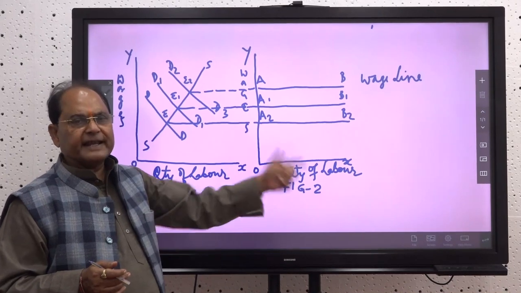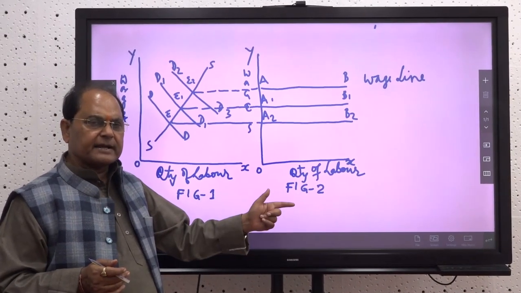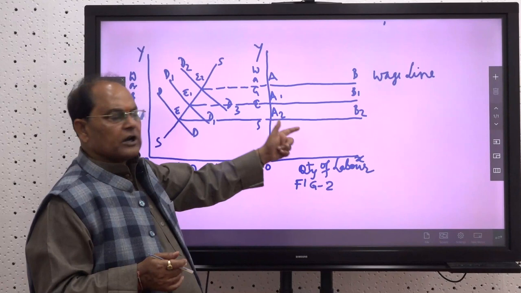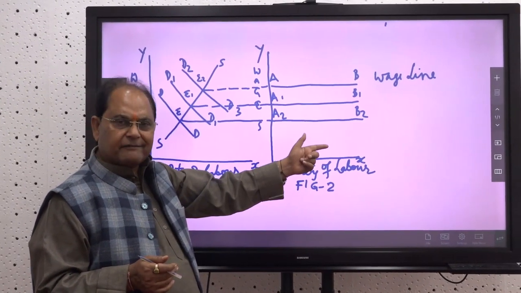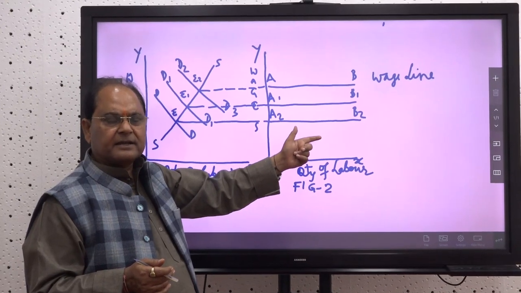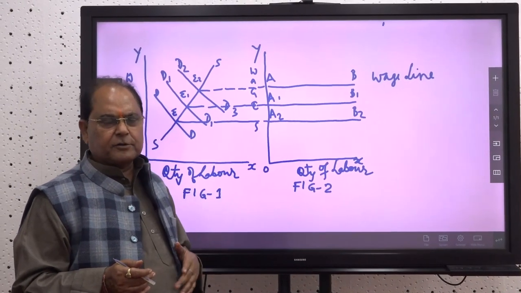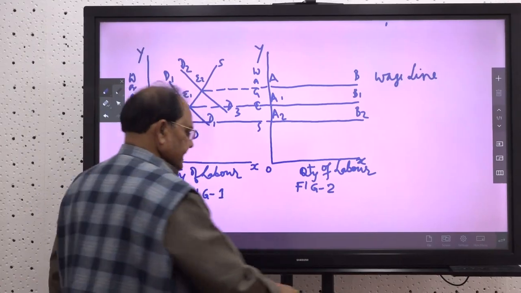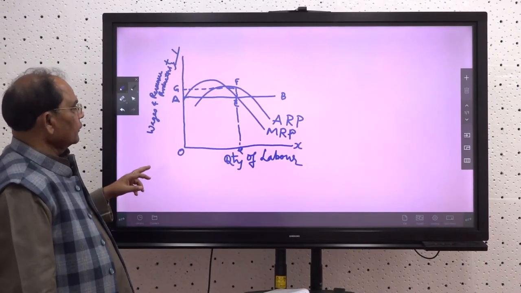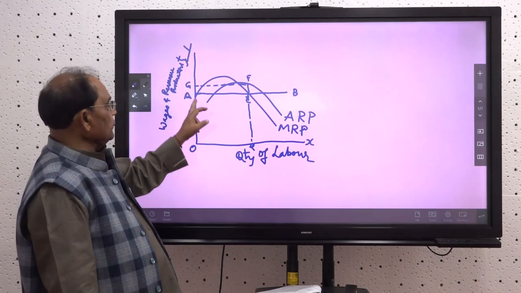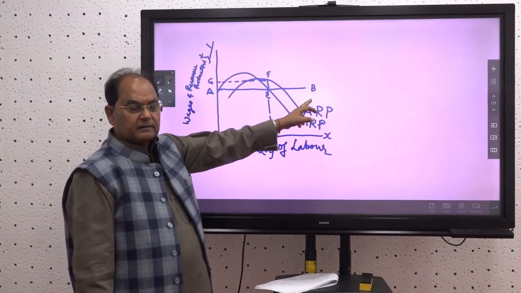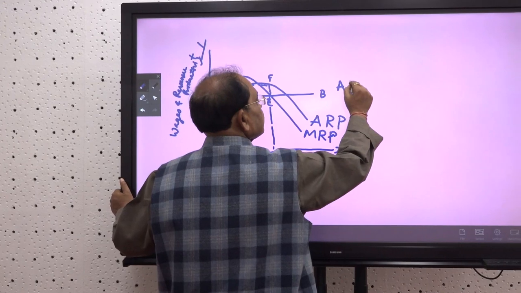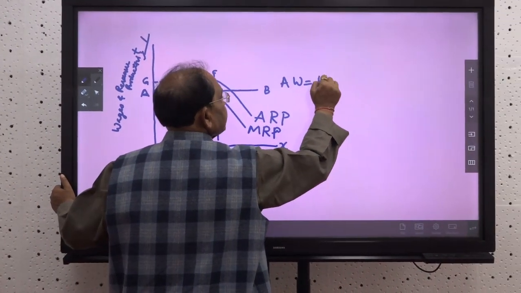Now, we move on to the next diagram, which depicts the average revenue productivity of labor and marginal revenue productivity of labor, and these two are put on each other. That is, the wage line is given, and on the given wage line, you have the marginal revenue productivity and average revenue productivity, and that decides the equilibrium as well as the profit. So the next diagram. In this diagram, what we notice is that AB is the wage line as we determined earlier. On this wage line, average wages are equal to the marginal wages.